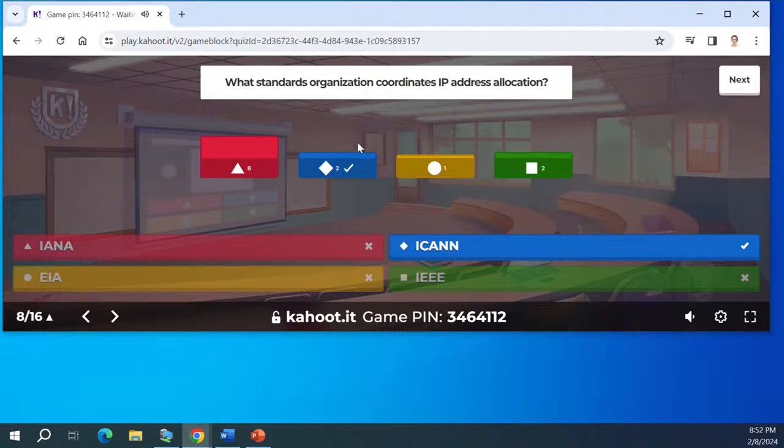Both IANA and ICANN are standards organizations related to IP address allocation. We'll talk more about it when we talk about the network layer because they work together.